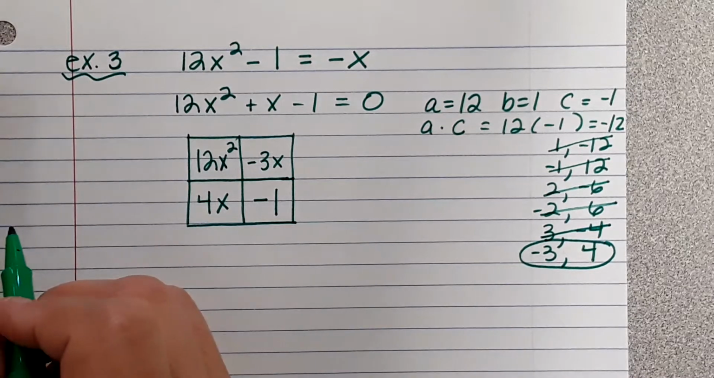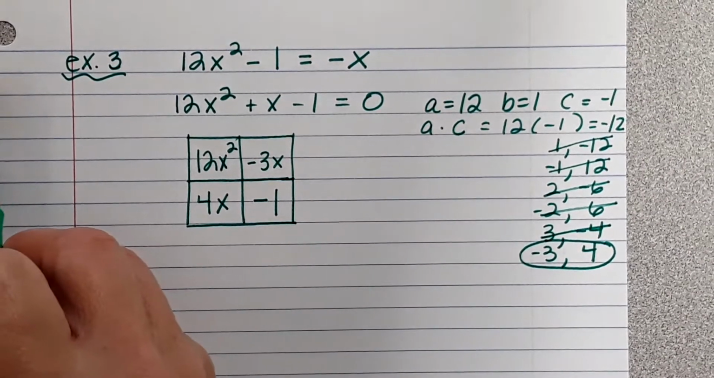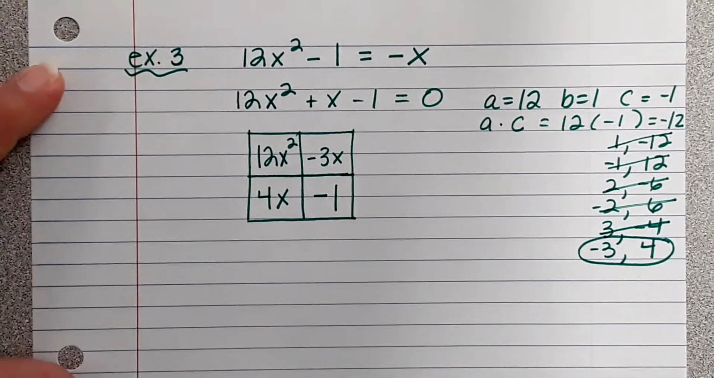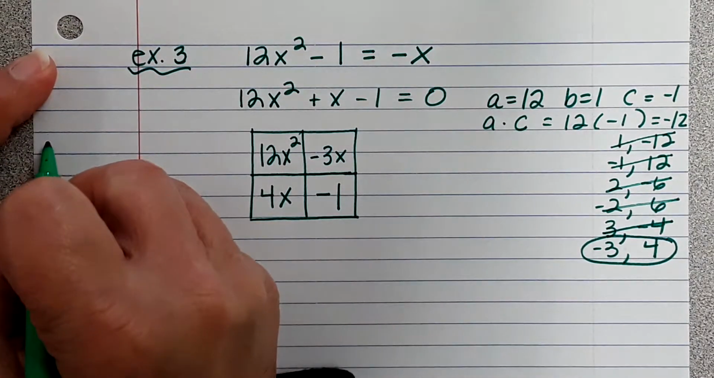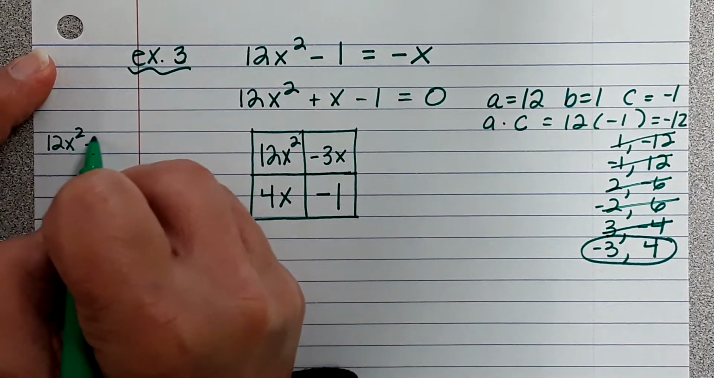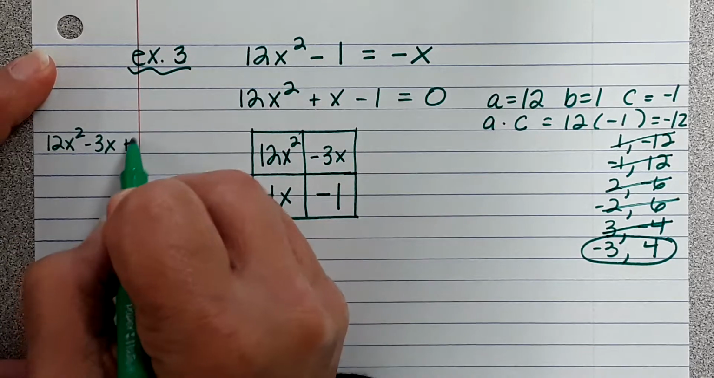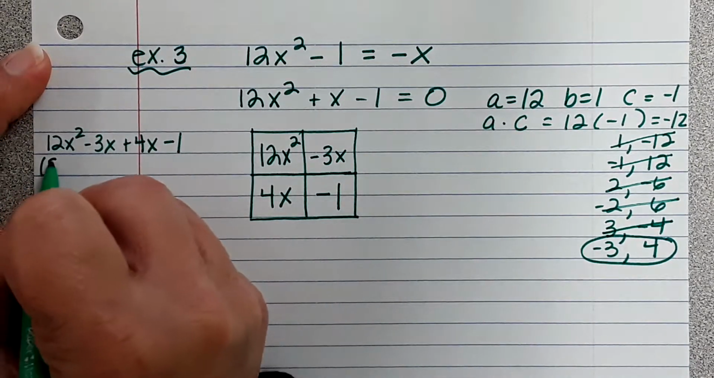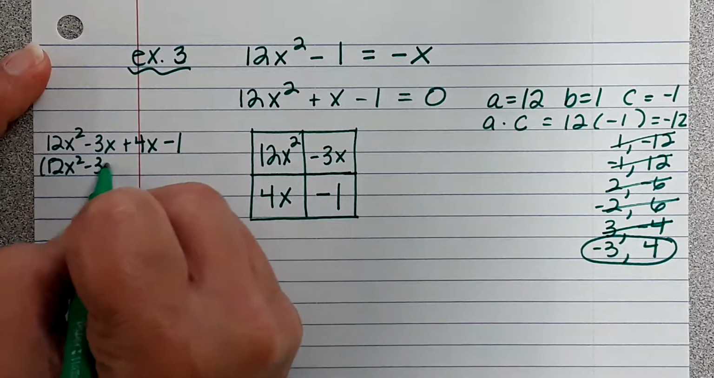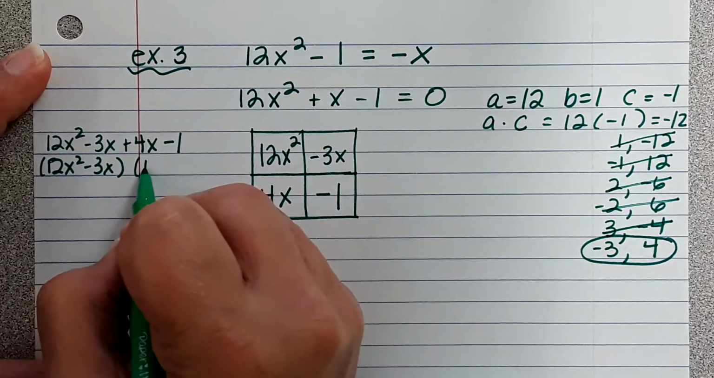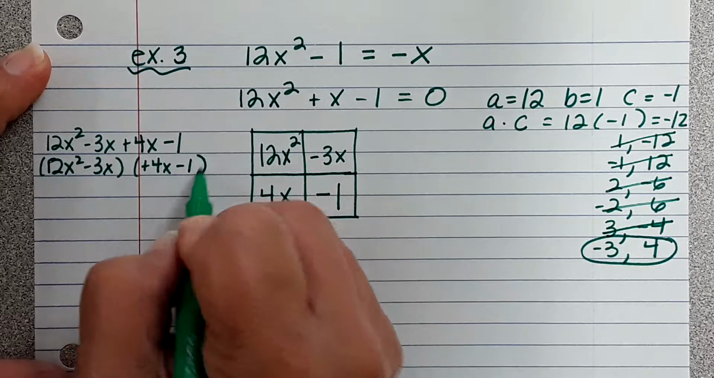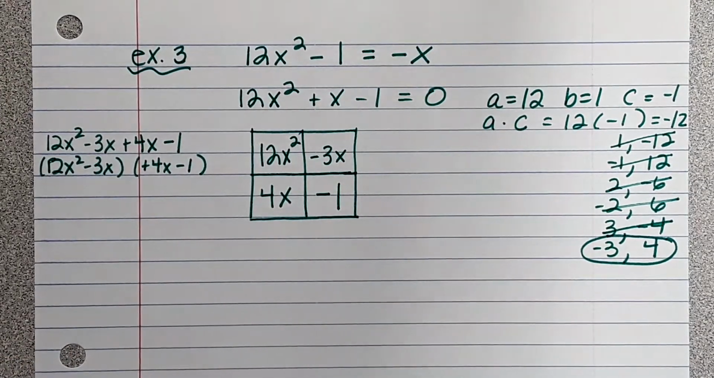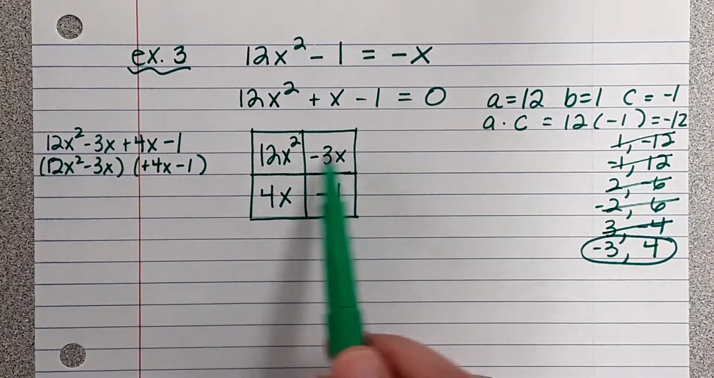Okay, and if you are doing the parenthesis way, you would have done 12x squared minus 3x plus 4x minus 1. And then you would have grouped 12x squared minus 3x, and you would have grouped 4x minus 1. I'm just showing you that there's two ways to do it, and you pick the method that you like better. We're going to go this way.